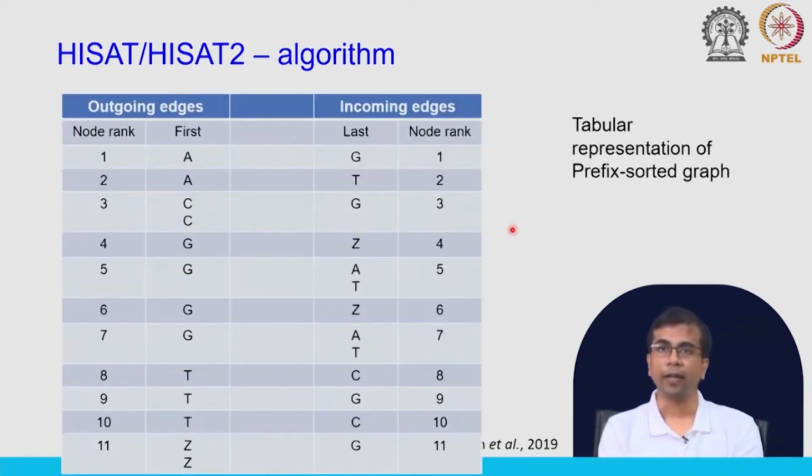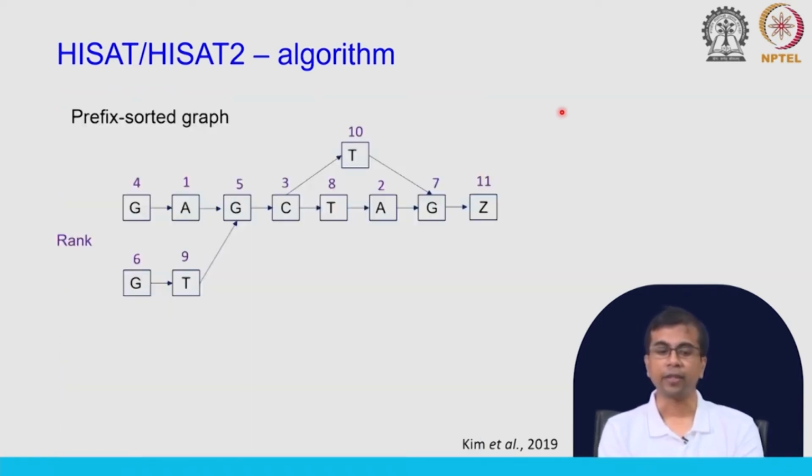So, what we do next is we have a tabular representation of the prefix sorted graph, which talks about outgoing edges and incoming edges. And as you can see, they are sorted by this node rank, from 1 to 11, and they have two columns called first and last. Okay. So, this is something that is interesting. It is very similar to what we talked about when we discussed the Burrows-Wheeler transform. So, what is this first and last?